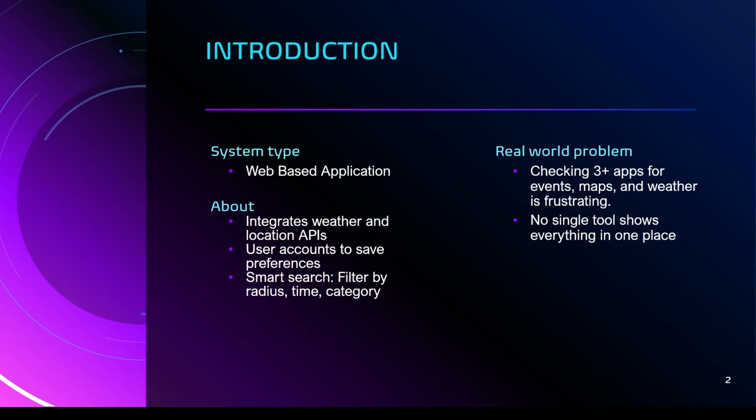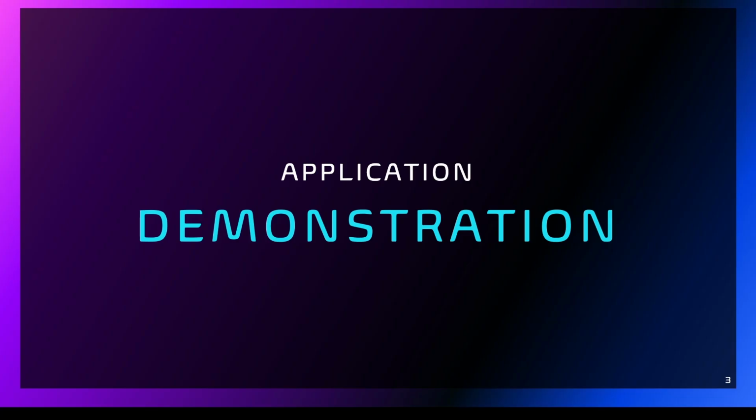So the problem we're solving is fragmentation. Right now, if you want to attend an event, you have to check multiple apps for the map, the parking, the weather, which could lead to a lot of frustration. Our platform combines information. For example, users can set a 5 mile radius around a landmark and see the events, check the map, and get the weather updates all in one easy click.